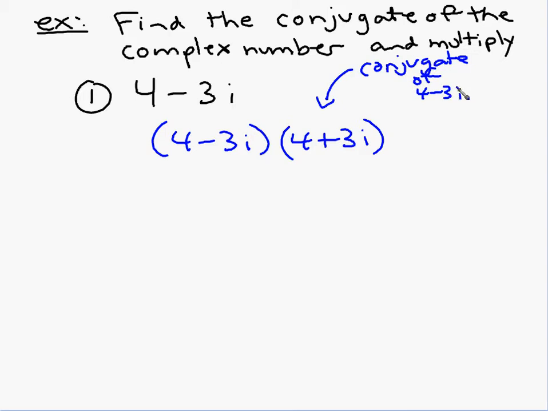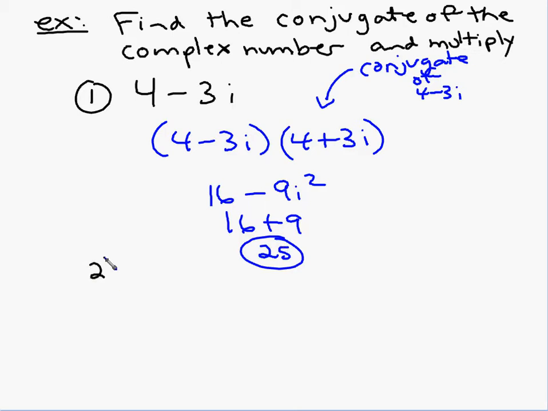And then the multiplying part is just the difference of two squares. I know I'm going to have a minus between the two. It's going to be 16 minus 9i squared. And what's i squared? Negative 1. So this becomes 16 plus 9, which is 25. Okay? Sometimes they'll just give you something like this.